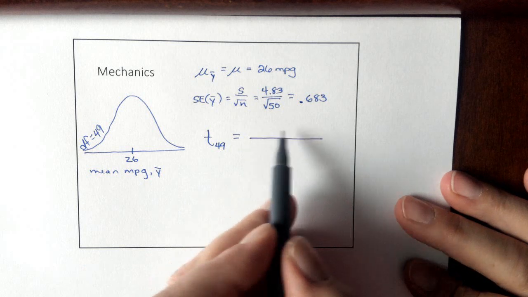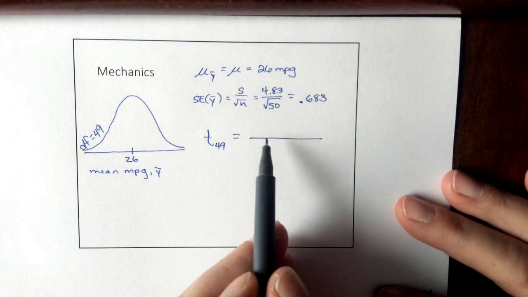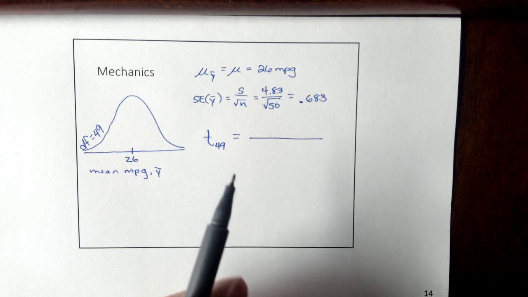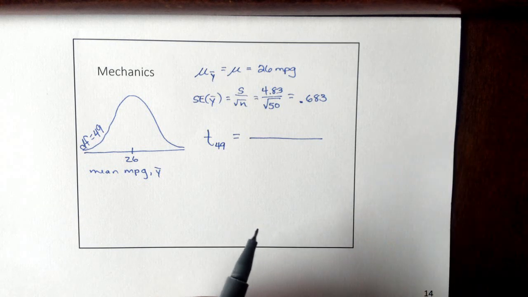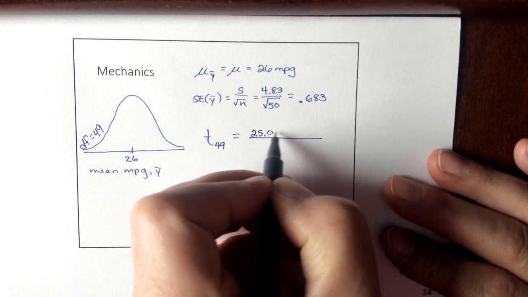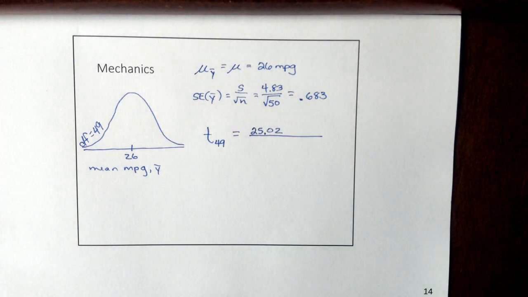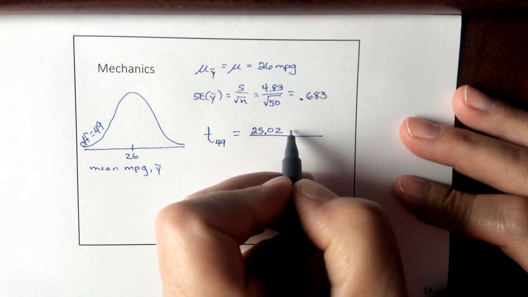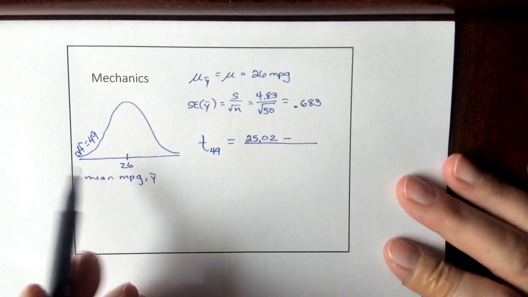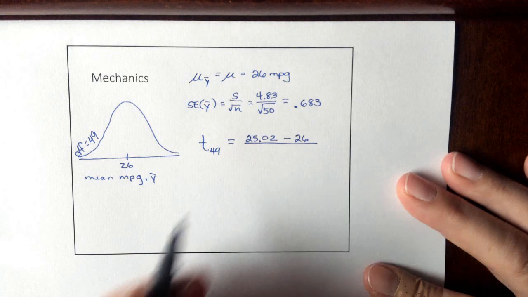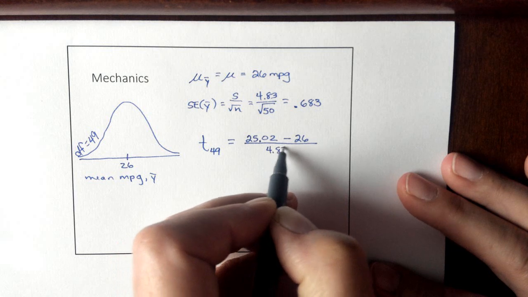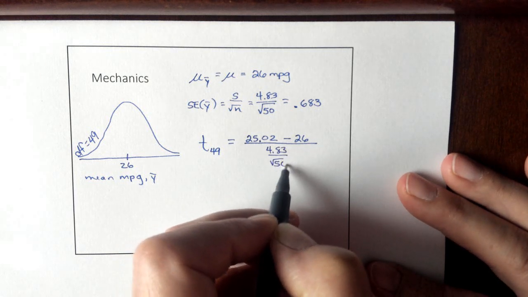In the numerator we have observed minus expected mean. Now the observed mean is the piece of information that we have not yet used. That's your y bar. That's what we observed in our sample. And if we go back and look at our original problem, we had a sample mean of 25.02. That is the only place in this whole problem you're ever going to see the sample. Minus the expected mean, well, we expect it to be 26 in a perfect world where the null is true. So minus the 26 over the standard error, which you can put 0.683 here, or you can put 4.83 divided by square root of 50.